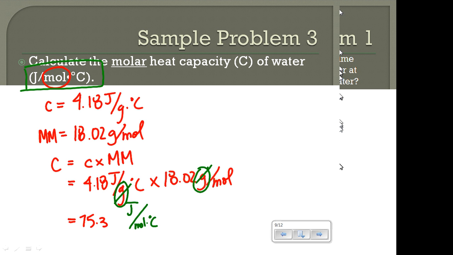75.3 joules per mole degree Kelvin. That's your capital C, so that's your molar heat capacity. So that's the amount of energy it will be required to raise 1 mole of water up by 1 degree.